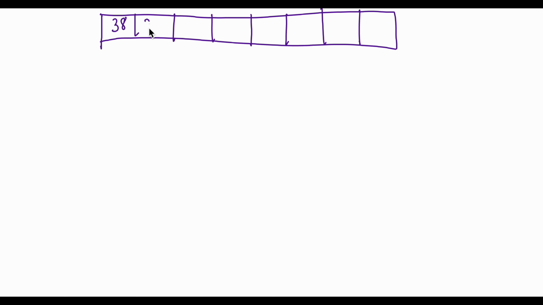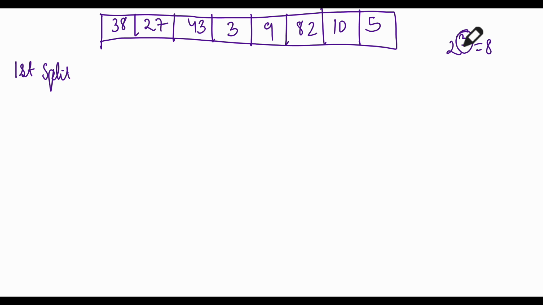So let us say this was my list. Again, I'm using the same example. So let's say this is 1, 2, 3, 4, 5, 6, 7, 8. So what will happen? 38, 27, 43, 3, 9, 82, 10 and 5. So let's say this was my list. So how do we do that? First step, if you remember, it was split. So how many splits will be required? There are total 8 elements. So 2 raised to the power 3 is equal to 8. It means 3 splits will be required. So first of all, you will split from here.